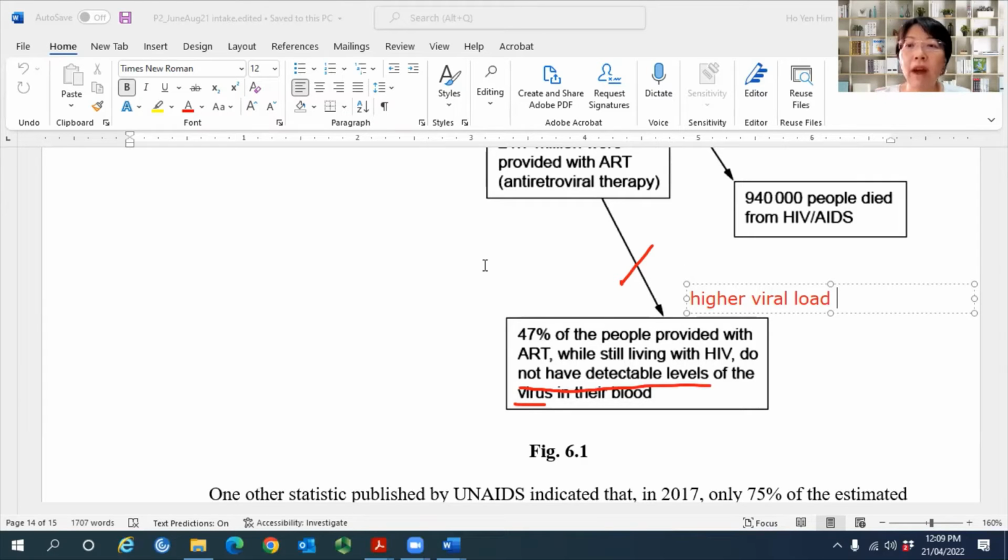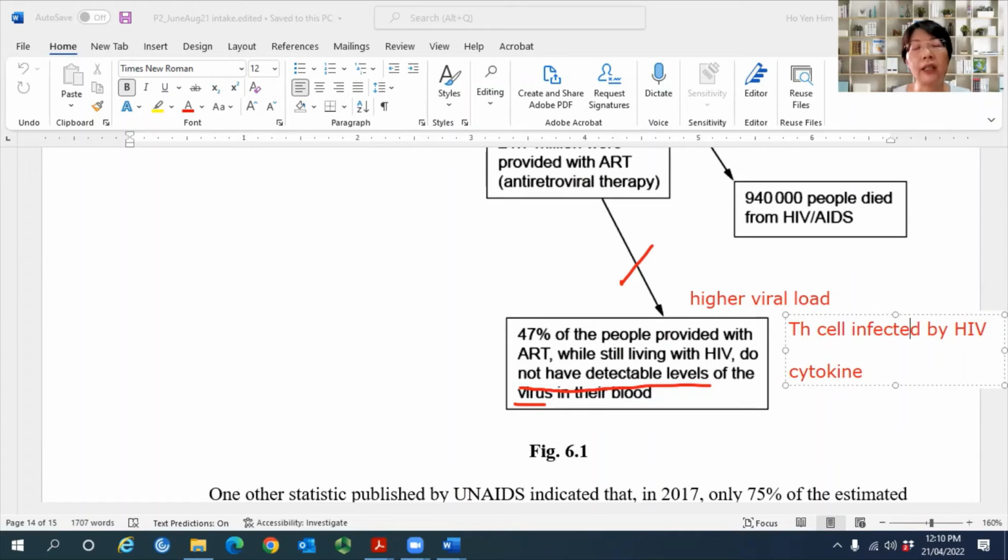So what happened when there's higher viral load? If you use back the same figure, you know that higher viral load means to say that this virus will attack which cell of the body? Andrea? T helper. T helper cell, correct. So the T helper cell is infected by the HIV. So you know that T helper cells' function in the immune system is supposed to secrete a chemical. So what is the chemical secreted? Cytokine. So you got a lot of T helper cells infected by HIV.